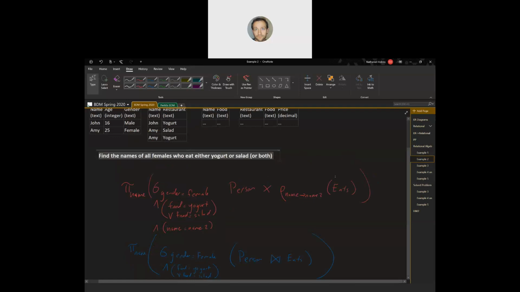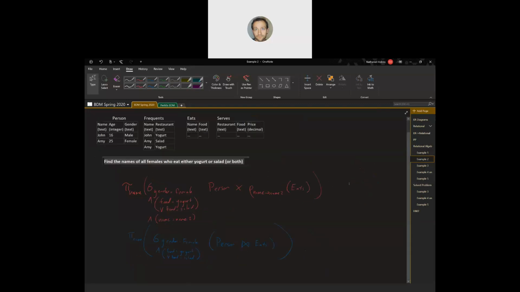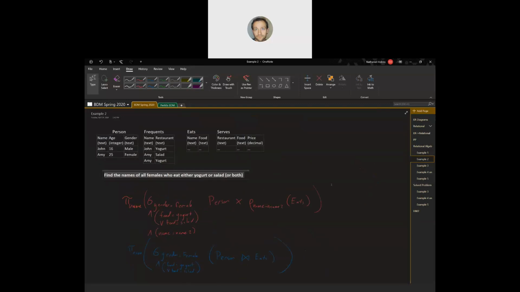Okay. So this is another example that we went through last class. Here I'm having both of them, both answers just in 2 different colors. I should try to be more consistent, I suppose. So we have the same relations, and oh, sorry. This should be an eats, not frequents.